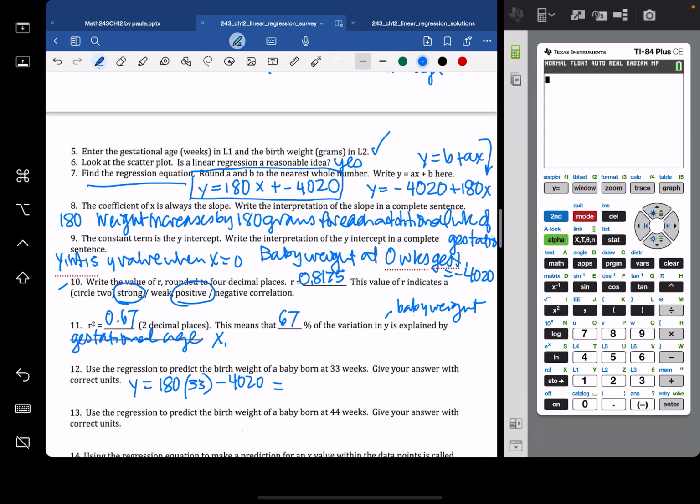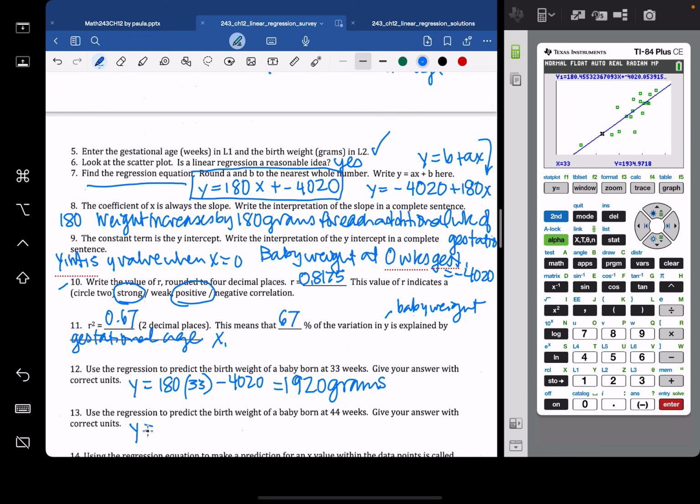Let's see what we get with this method. What's 180 times 33 minus 4020? That gives me 1920. So a little different, probably because I rounded off those equation values a little bit, and so when I use my calculator, I get a slightly more accurate answer, but it's still in the same ballpark. So this is grams. Give your answer with correct units. We're predicting the weight of a baby born at 33 weeks.